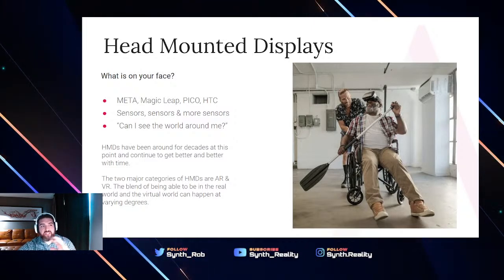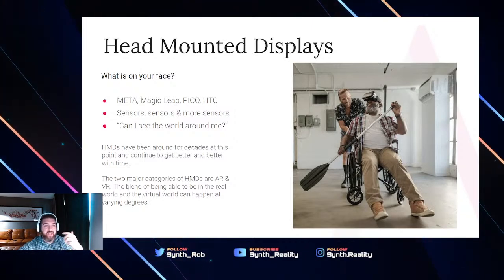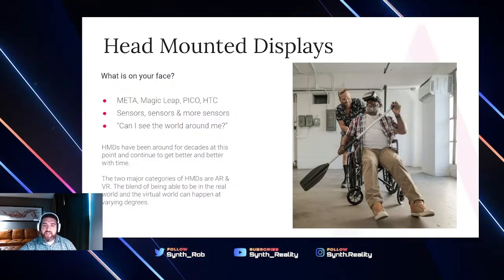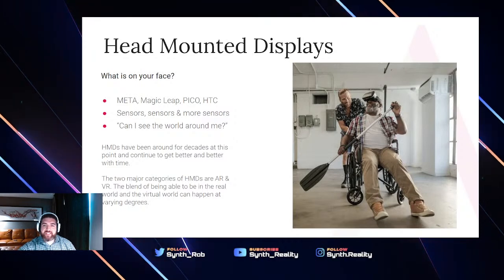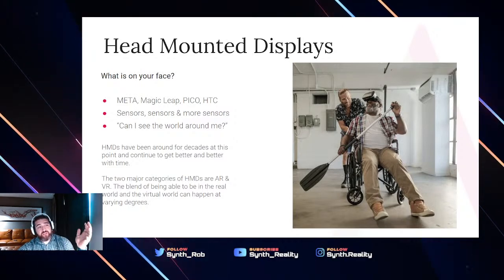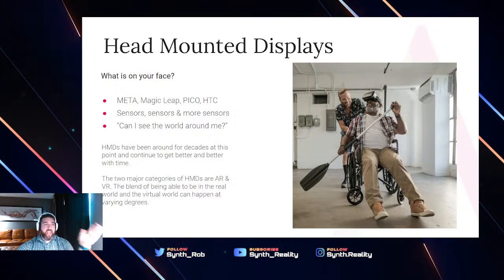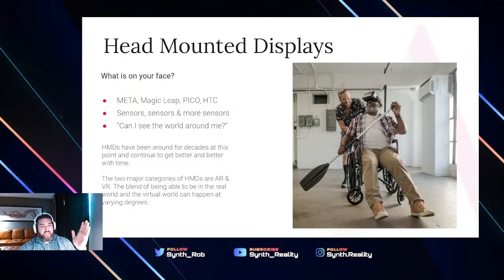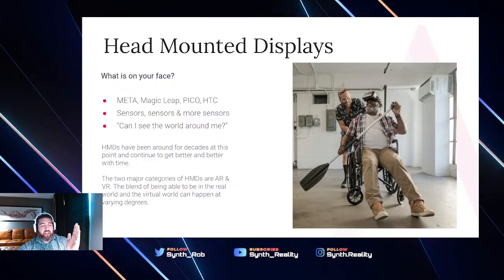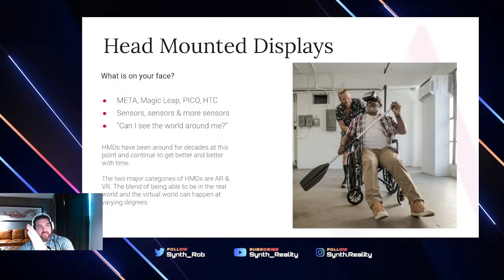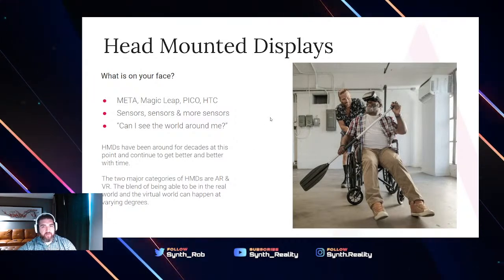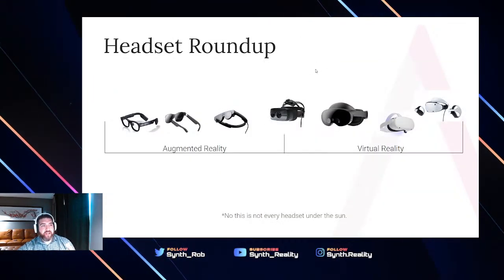Head-mounted displays have a ton of sensors: hand tracking, eye tracking, facial recognition tracking, depending on which ones you are looking at. And the one thing to think about is, can I see the world around me? So to know if a head-mounted display is more AR versus VR, if I can see the real world around me, it is more towards the AR side. If I cannot see the real world around me, it is more towards the VR side. So good things to keep in mind. There are rule breakers there.